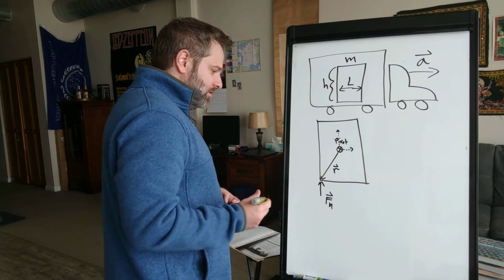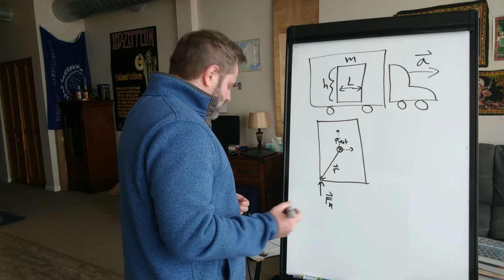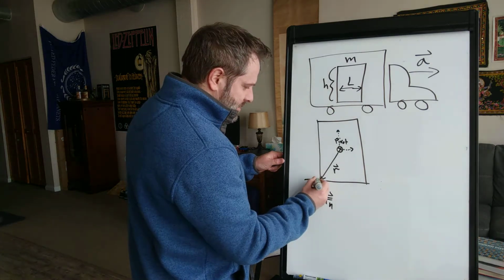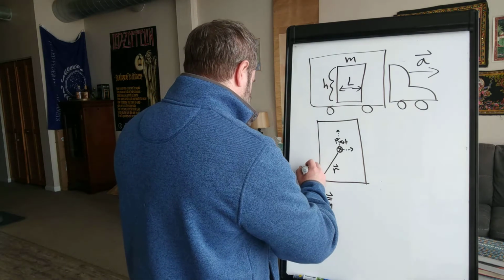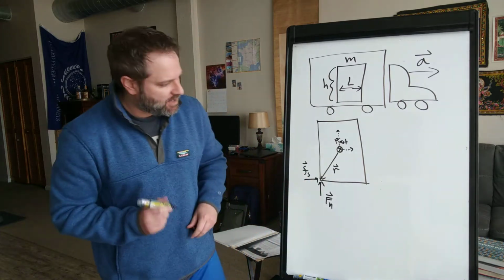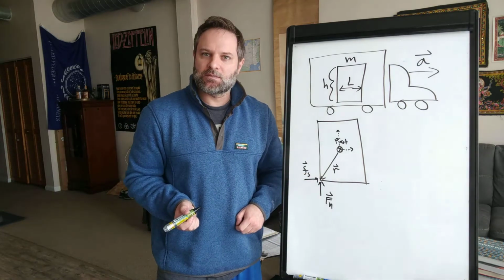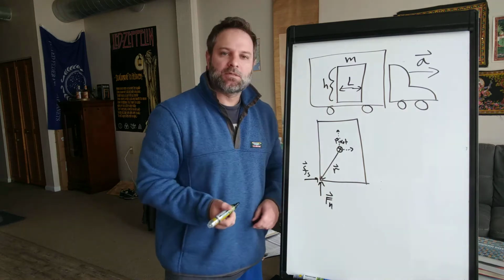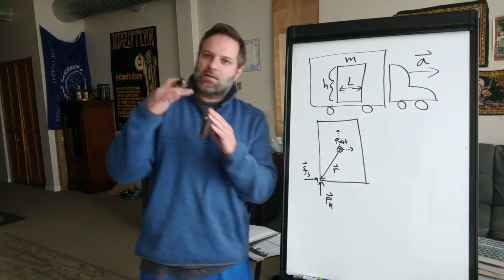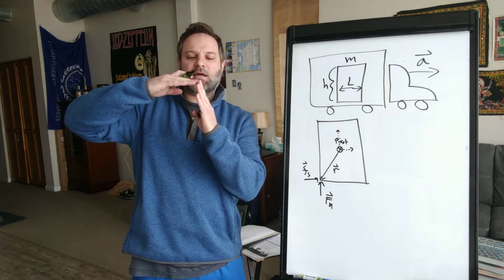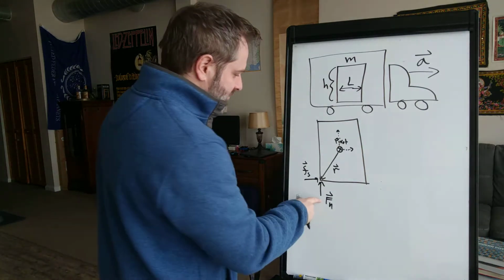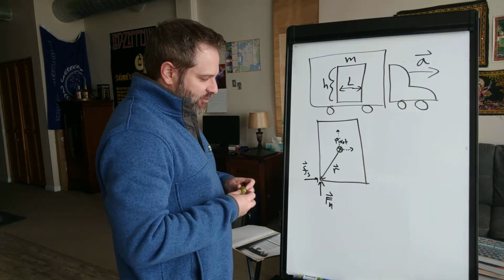There's going to be one other force at work that's important, and that is the force of static friction, which is going to be pointing that way at that same point, where the block is still in contact with the floor of the truck bed. The rest of the block perhaps is still physically in contact, but all of the force is just at that one little pivot point.